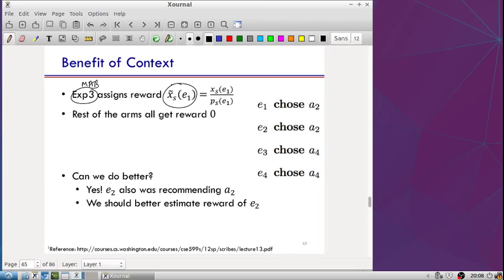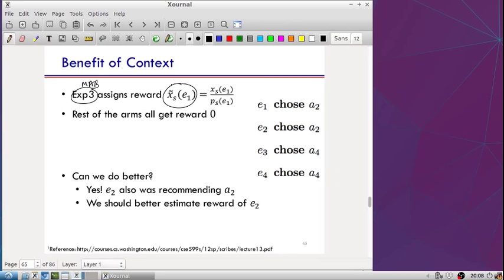Because the second policy also suggested rank, add A2. First policy suggests A2. Second policy also suggests A2. Because my bandit algorithm said take the first policy, I only added the reward for the first policy, and set the rewards for all the other policies to 0.